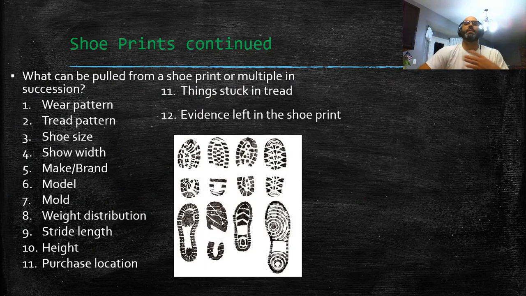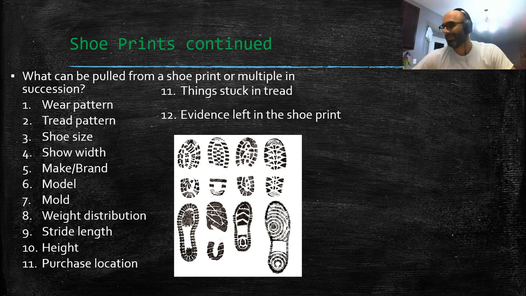Okay, what kind of things can be pulled from a single shoe print or from multiple shoe prints in succession? You can get things like the wear pattern. Not everybody walks in the same way. Not everybody's heel to toe. Not everybody walks on the outside of their foot. Some people walk on the inside of their foot. Some people walk on the balls of their feet more. Some people are really heel to toe in terms of walking. So that wear pattern, the way the shoe wears out as the person wears it, is huge.